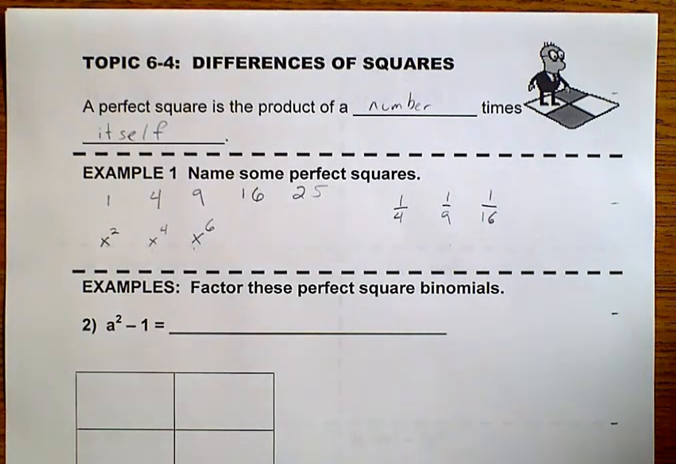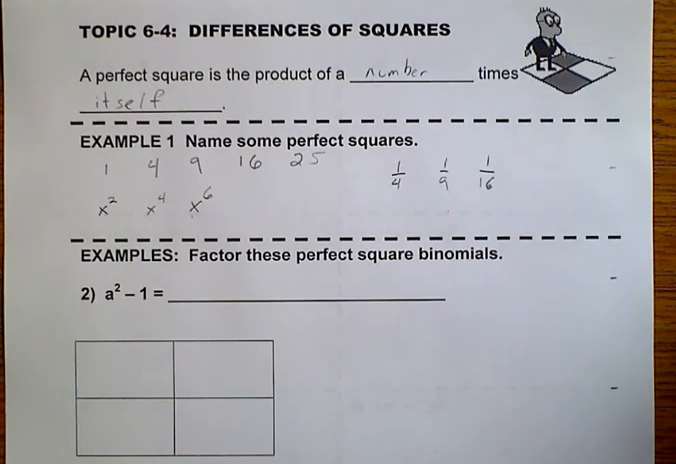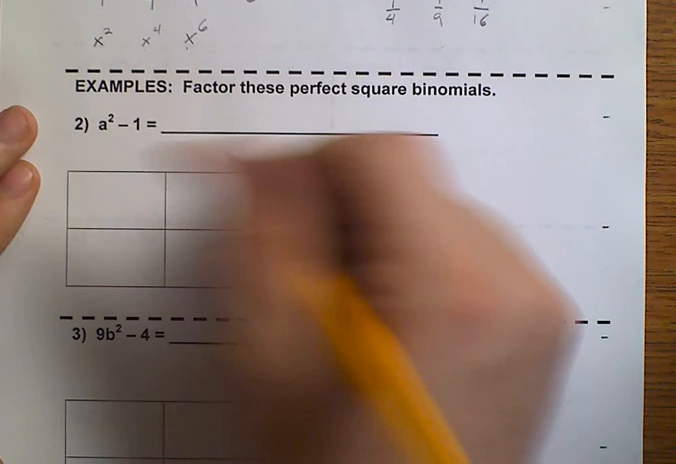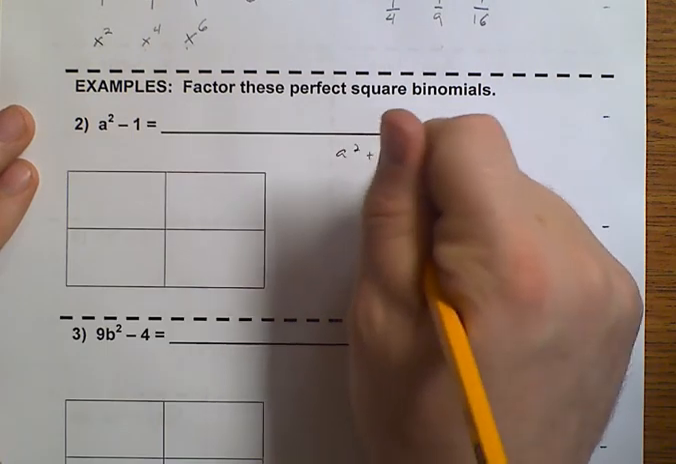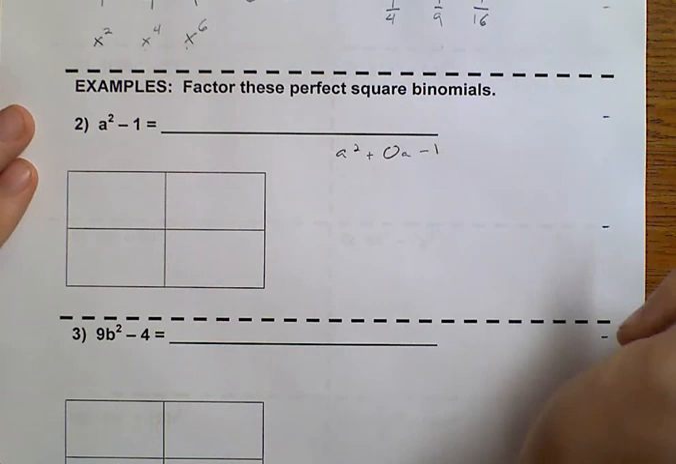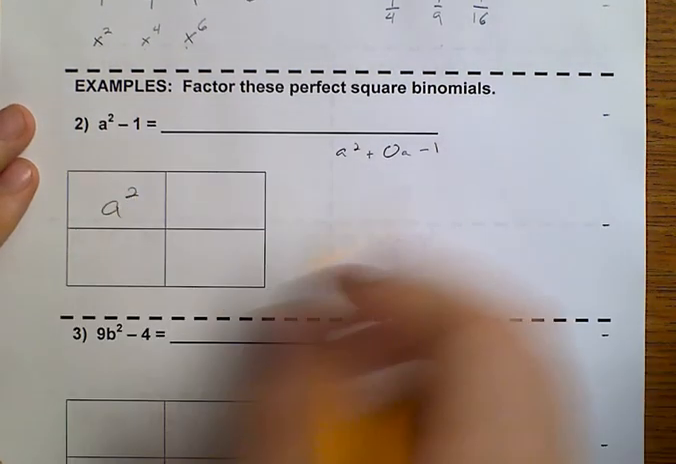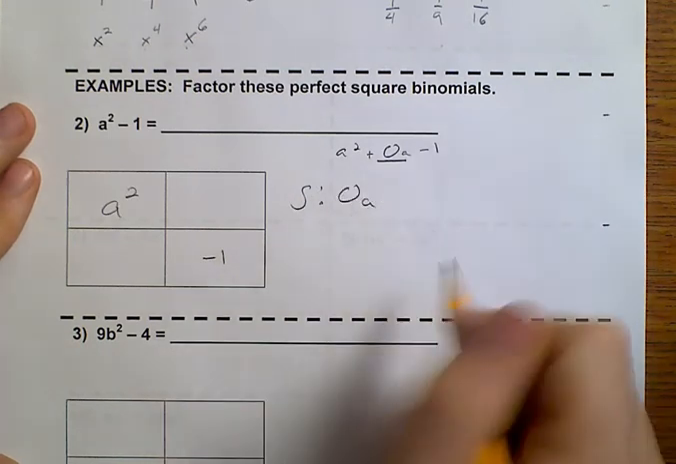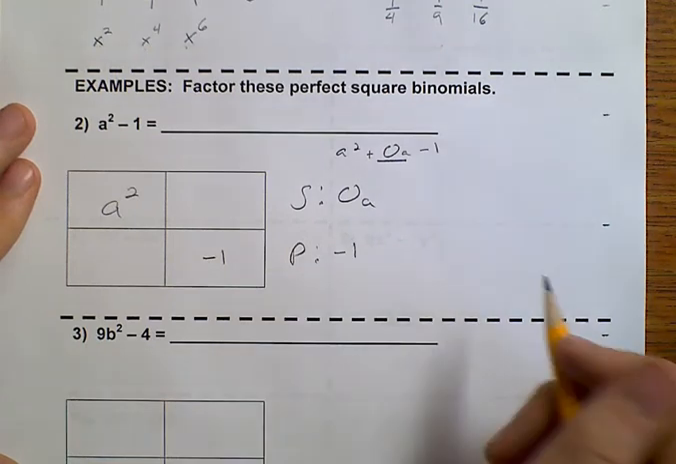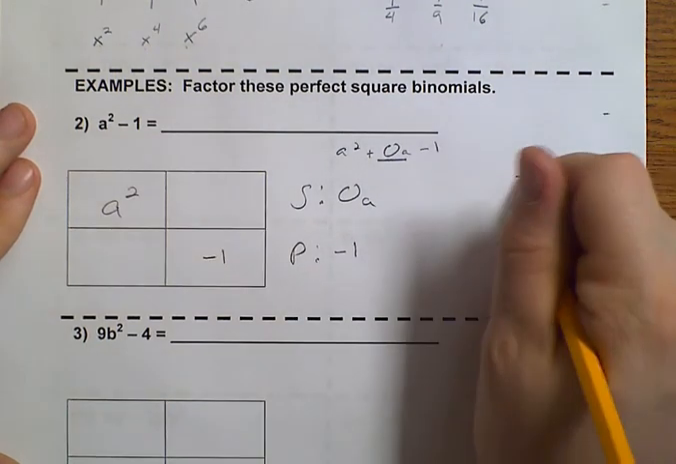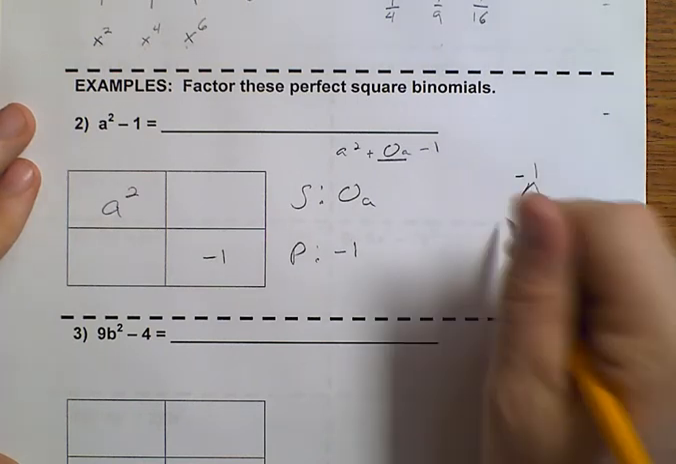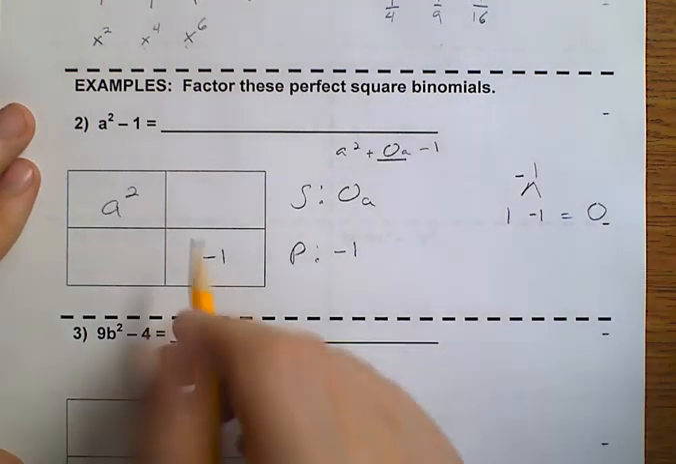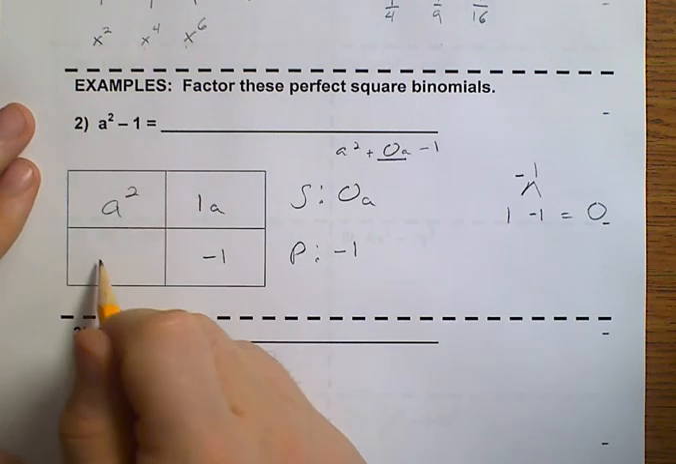Now in order to do these, we're going to need perfect squares, but first, let's go ahead and see what we have. Well, a squared minus 1, that's the same thing as saying a squared plus 0a minus 1. So our first term goes here. Our last term goes here. We want a sum of 0a and a product of negative 1. So what multiplies to 1 and gives us negative 1? Well, that would be positive 1 and negative 1. If we add those up, we get 0. So we have 1a and minus 1a.